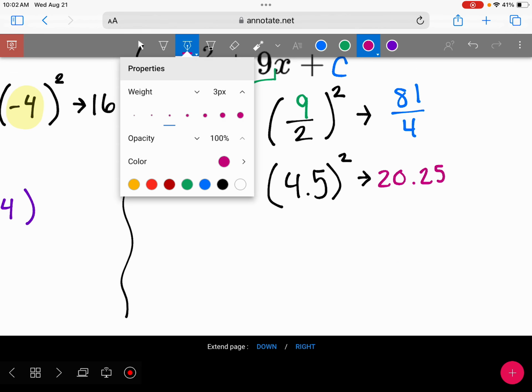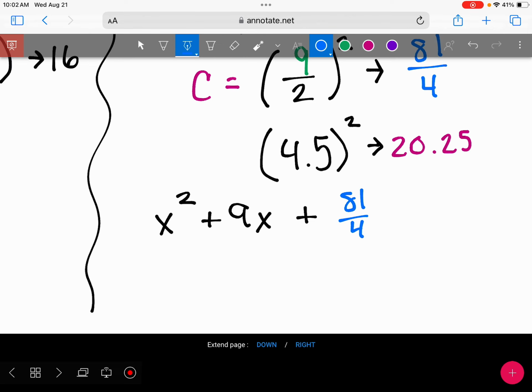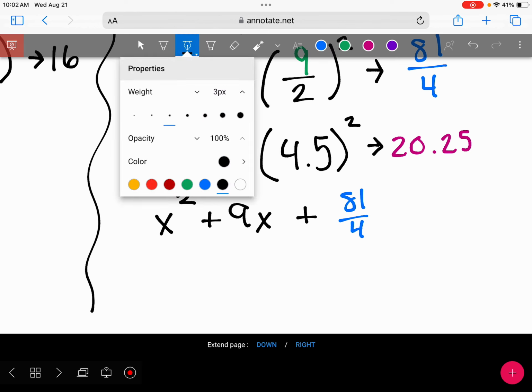So I'm going to write this into my perfect square form. What we're doing here is we're taking our x squared plus 9x plus, and I'm going to use my fractions because I like them better, but you can do whichever one you want. If I have my C being 81 over 4, or 20.25, this is a perfect square. We designed it to be so. We picked it, we made it that way.